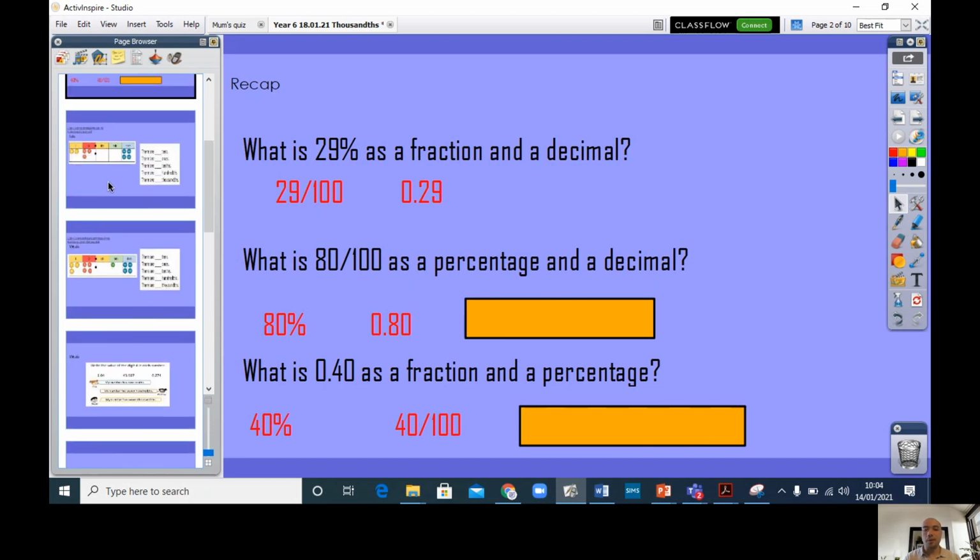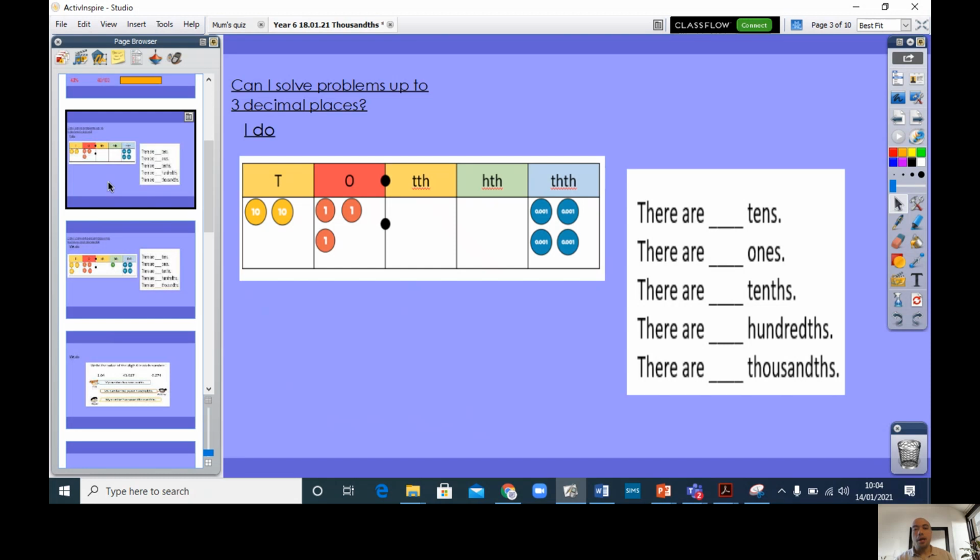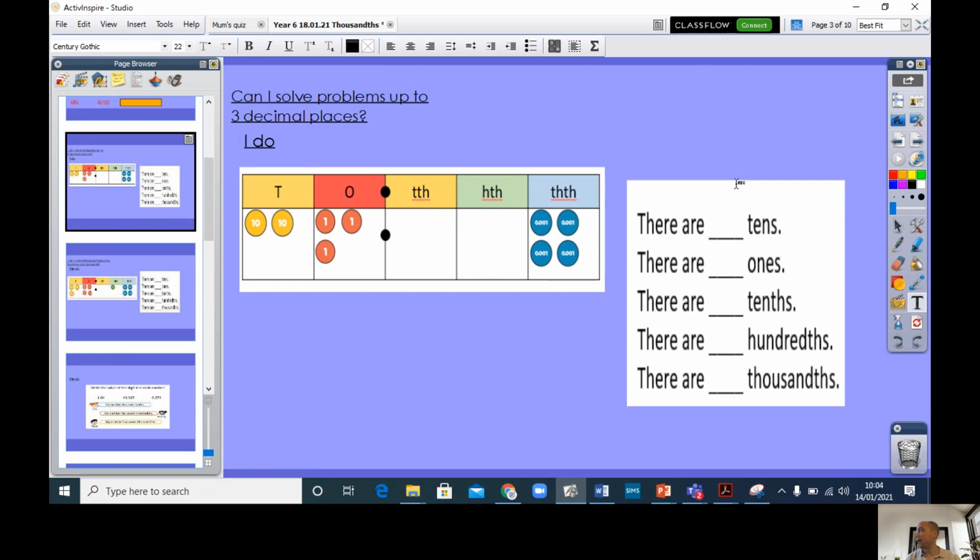So let's look at today's learning. Today we are looking at problems up to 3 decimal places and see if we can solve them. It is kind of a recap with place value, but we're just adding in that third decimal place. So hopefully you're quite comfortable as year 6 with these type of questions.